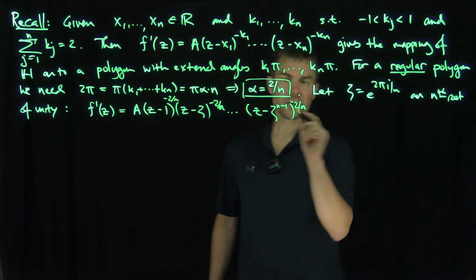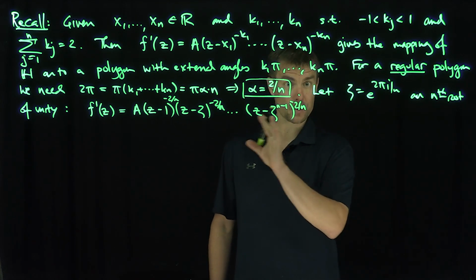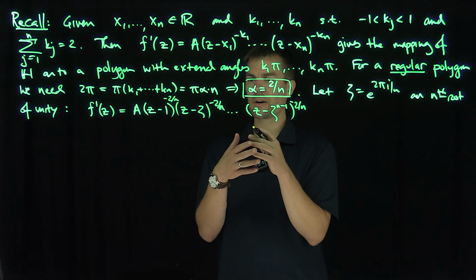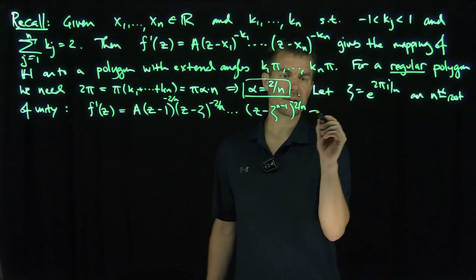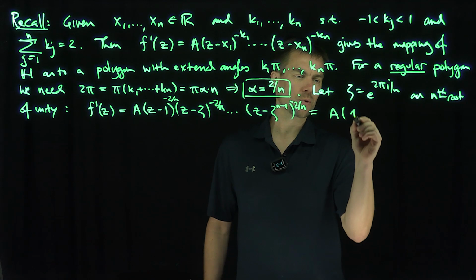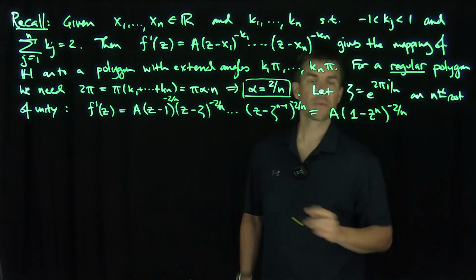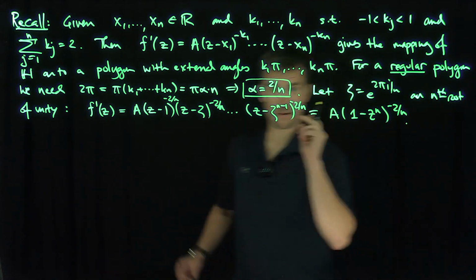Great. And so in particular, we get one particular instance of this, which would be very, very nice. Okay, so of course, what do we know? We can multiply all these numbers together, and what are we going to have over here? So up to a constant, this is really just a times (1 minus z to the n) to the -2 over n. Beautiful.